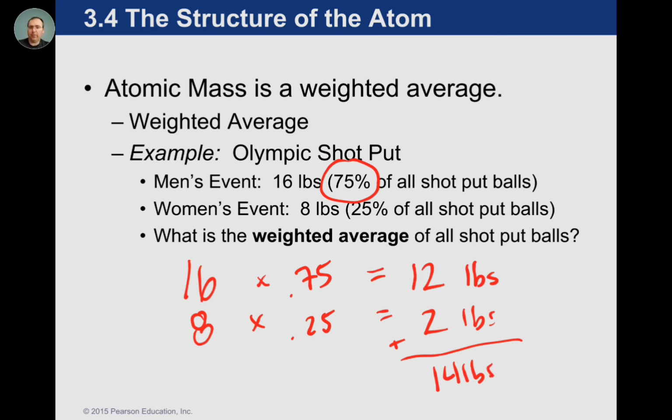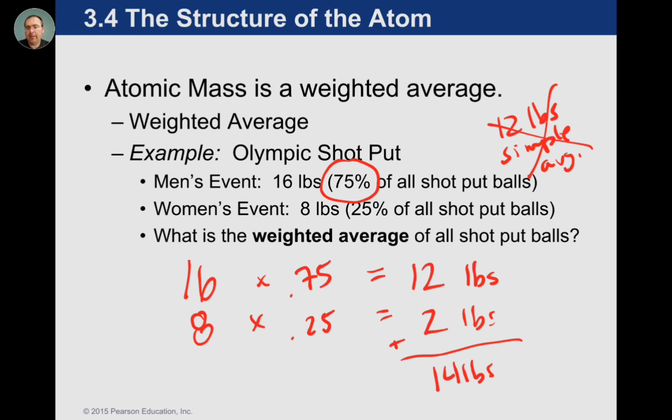You have to be careful when you do this because if you were to do a normal average of 16 plus 8 and divide by 2, you get 24. You divide by 2, you get 12. 12 is not 14. 12 pounds would be the simple average. And that's not what we want. Simple average is based on a 50-50 percentage where there's equal weight of the numbers, kind of like the average of your exams or something.